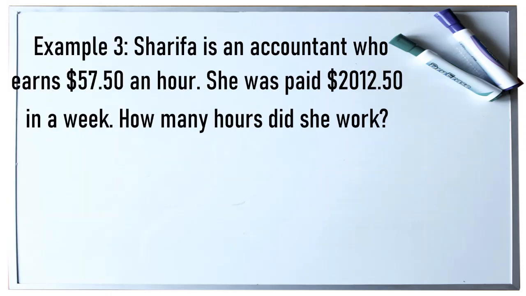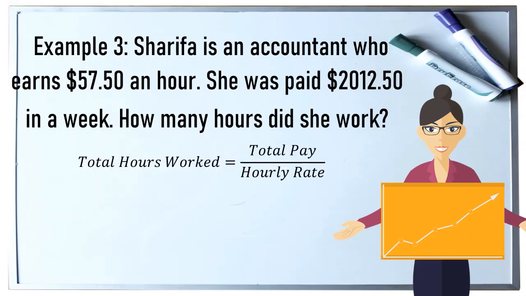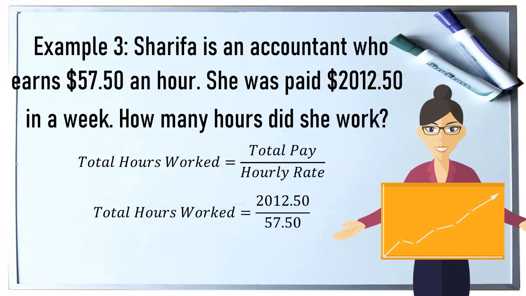Sharifa is an accountant who earns $57.50 an hour. She was paid $2,012.50 in a week. How many hours did she work? If we take her total pay, which is $2,012.50, and then divide it by her hourly rate, which was $57.50, we get a total of 35 hours.